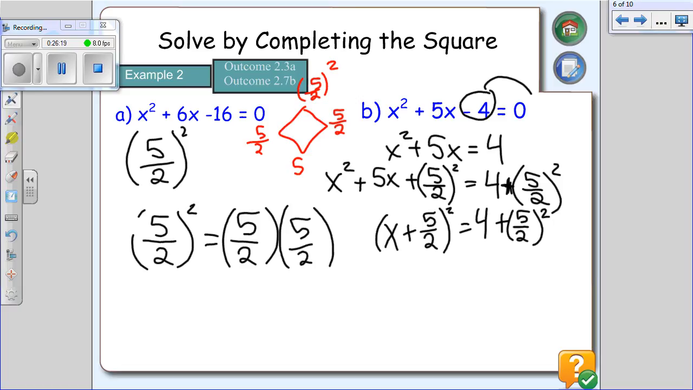I know this is complicated, I know this is hard, that's why we're going to break it up over 2 days. At this point, you want to isolate for x. Solve what x is. Square root both sides.